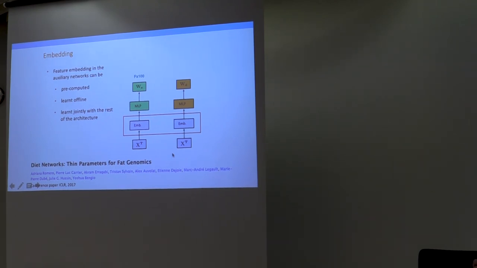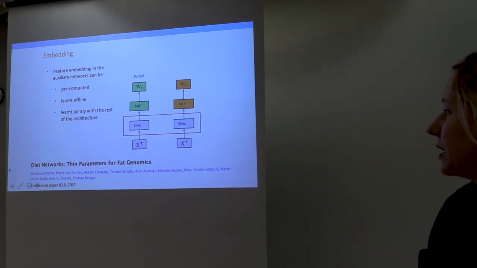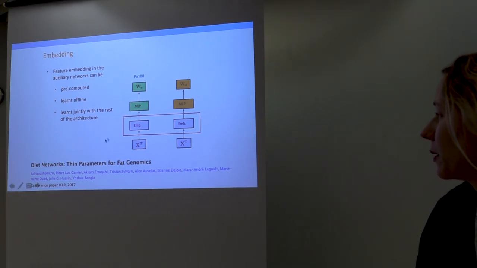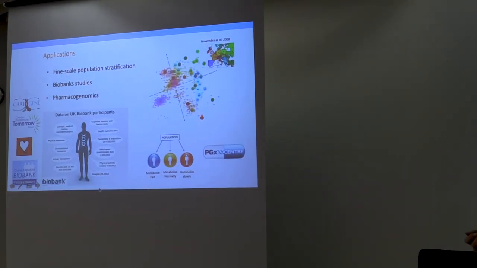The embedding part is a choice, so you could pre-compute it, and this is nice because if you have knowledge about the data, you could include expert knowledge in your model. You can learn it offline, or you can learn it jointly with the rest of the architecture. If you want more details, I'm happy to talk to you about it. It's a published conference paper that you can find online. We're now applying this diet net to look at fine-scale population stratification, to do biobank studies and different projects we have, and also for pharmacogenomics.